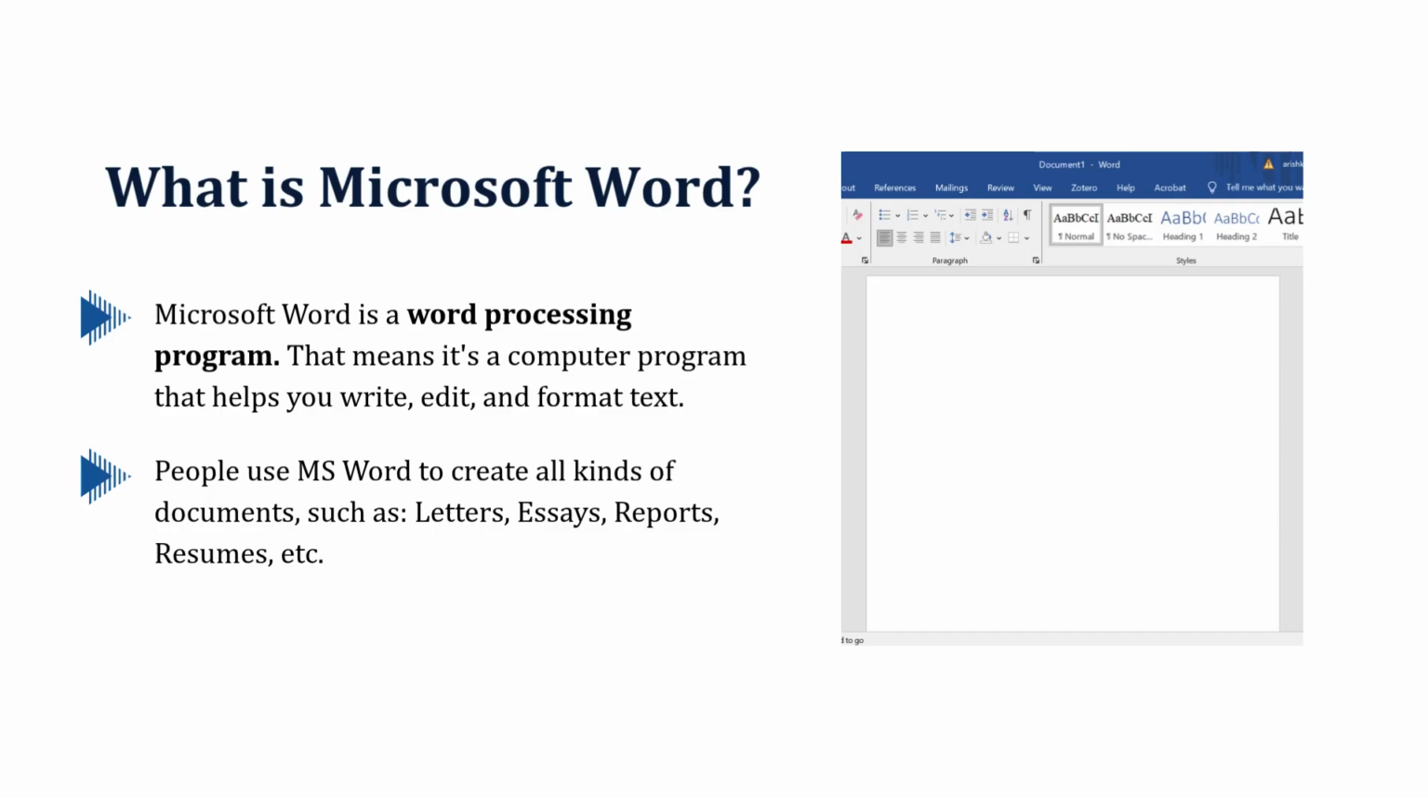Microsoft Word is a word processing program. That means it helps you type, edit, and format text on your computer. People use it to write letters, essays, reports, resumes, and many other kinds of documents.